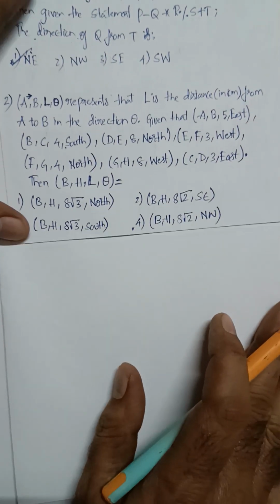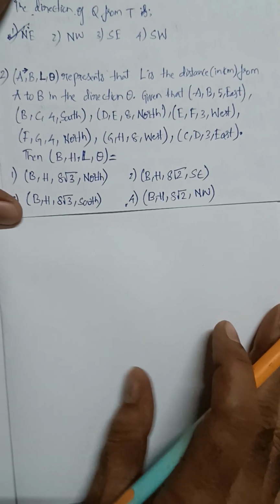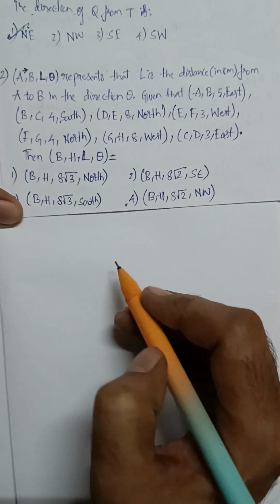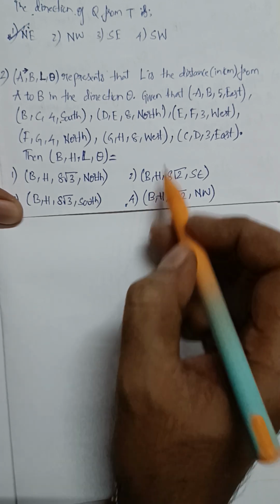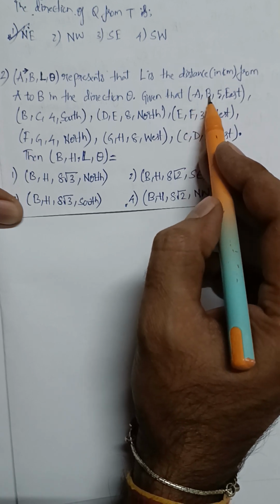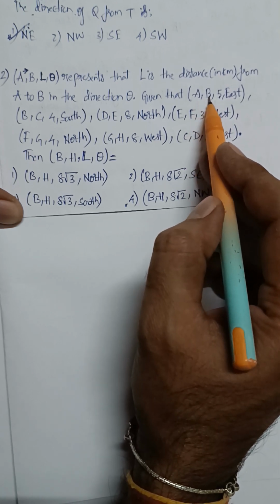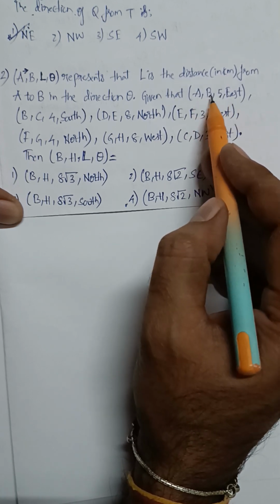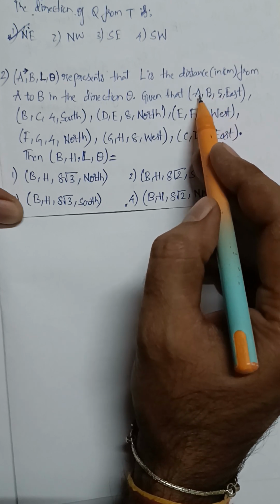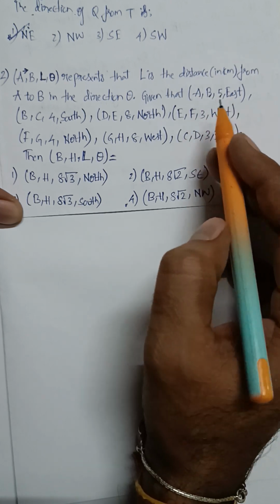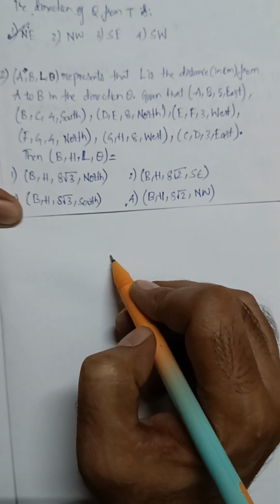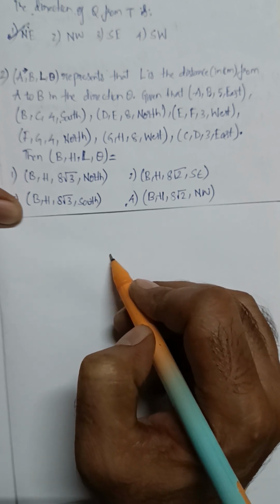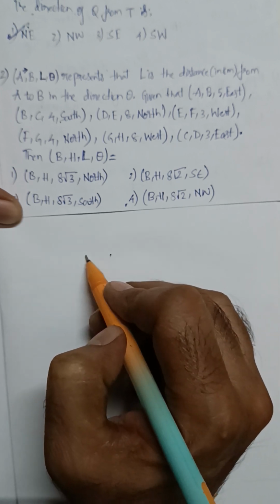So we need to draw the diagram in that pattern. Let us draw the diagram for this. A, B, 5, east means B is 5 kilometers east of A. So I am putting A here.